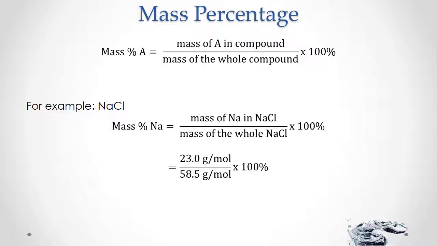We can put this into our equation, take 23.0 grams per mole and divide it by 58.5 grams per mole. And when we multiply by 100, we get 39.3%. So there's 39.3% sodium in sodium chloride. Well, this seems pretty straightforward. When we have one component of each, all we have to do is put those in and divide by the whole mass of the compound. But let's look at a more complicated example now.